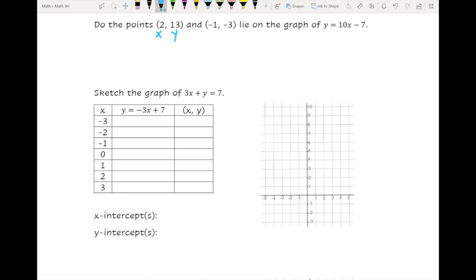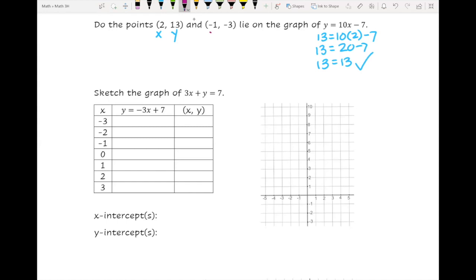So I'm going to put those values in, the 13 for y and 2 for x. And I want to know, is this a true statement or not? Does 13 actually equal 10 times 2 minus 7? 10 times 2 is 20 minus 7, and yes, 20 minus 7 is actually 13. So for that reason, yes, I can tell that that point is on the graph.